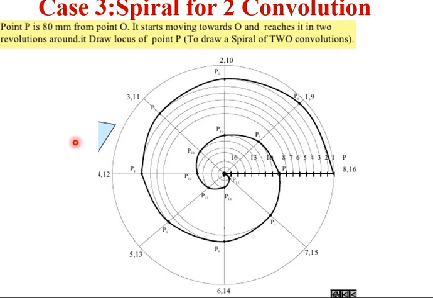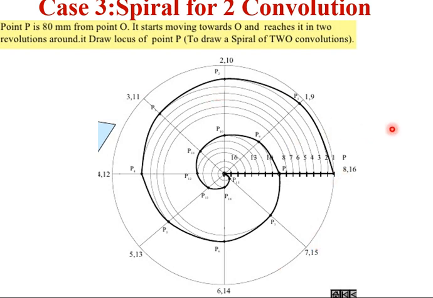So in this case, again a very simple thing. OP is equal to what? 80 millimeter. Take any one point, draw this line OP and draw this particular circle. Divide this circle into 8 equal parts. That is here 1, 2, 3, 4, 5, 6, 7 and 8. But as this is how many convolutions? 2 convolutions. So again 9, 10, 11, 12, 13, 14, 15 and 16.